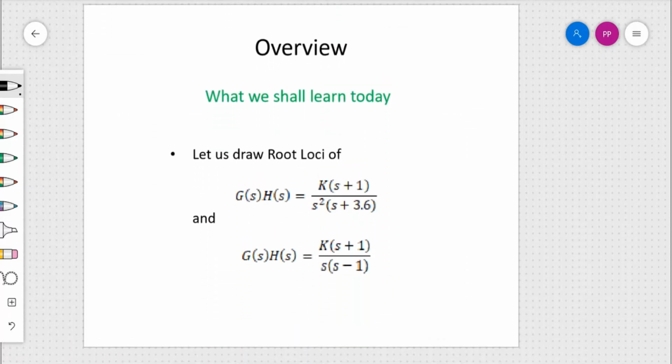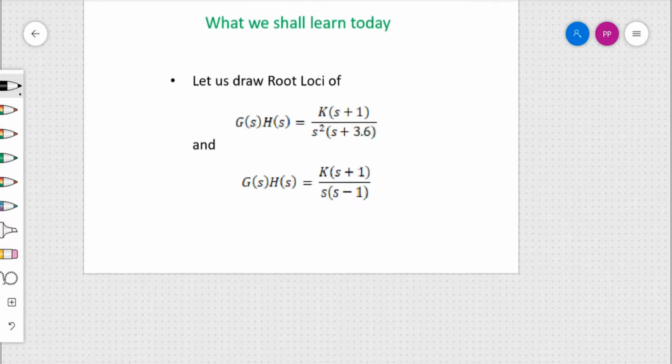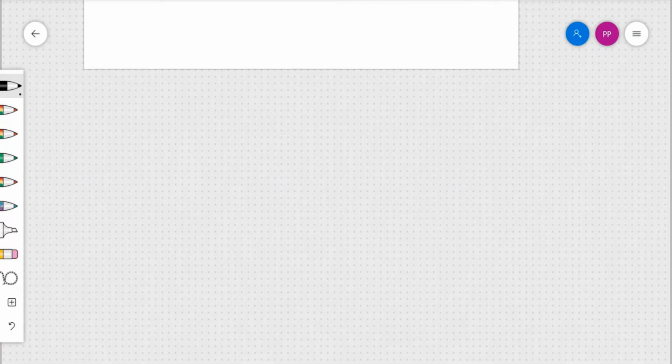So the two root loci problems we are going to discuss are: the first one is the open loop transfer function K into (s plus 1) divided by s square into (s plus 3.6), and the second one is K into (s plus 1) divided by s into (s minus 1). Let us discuss these two root loci problems one by one.